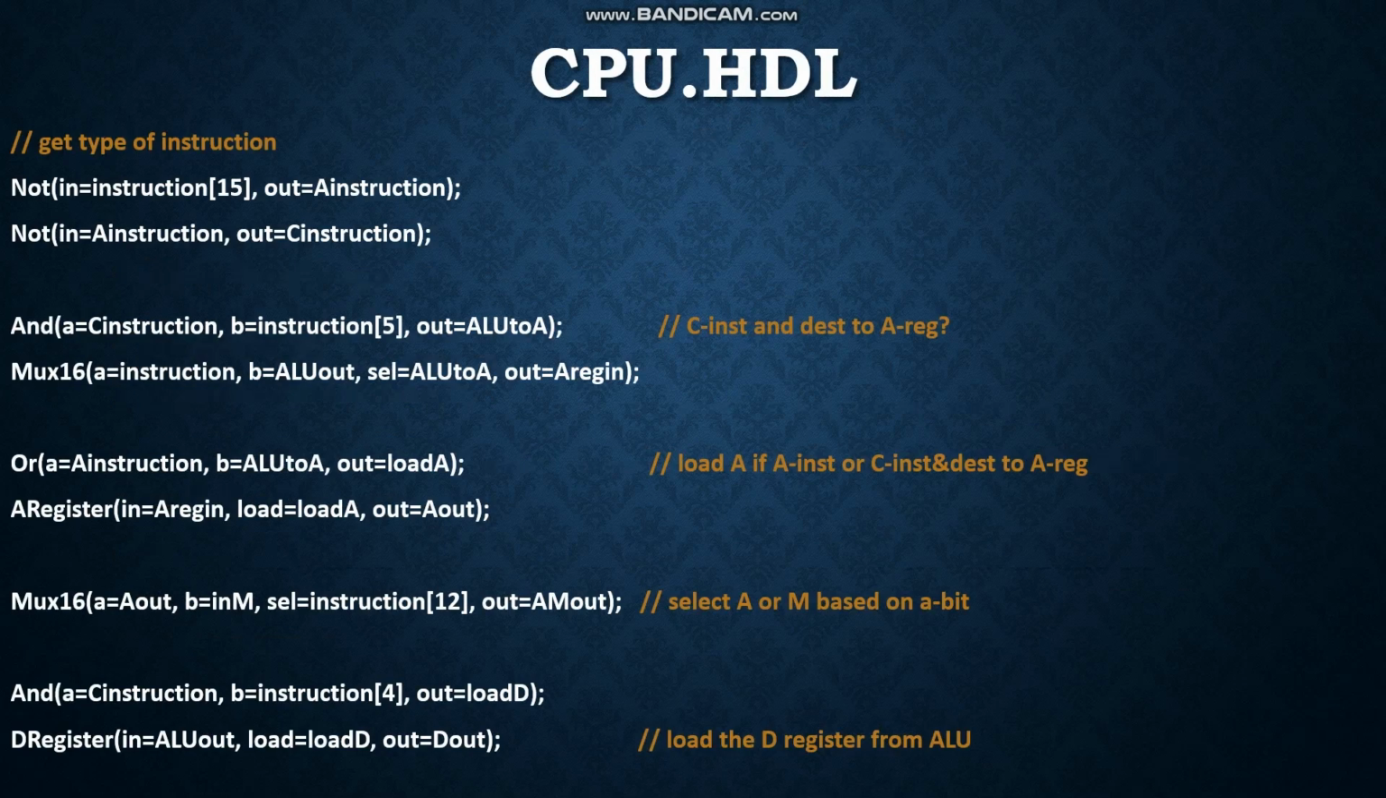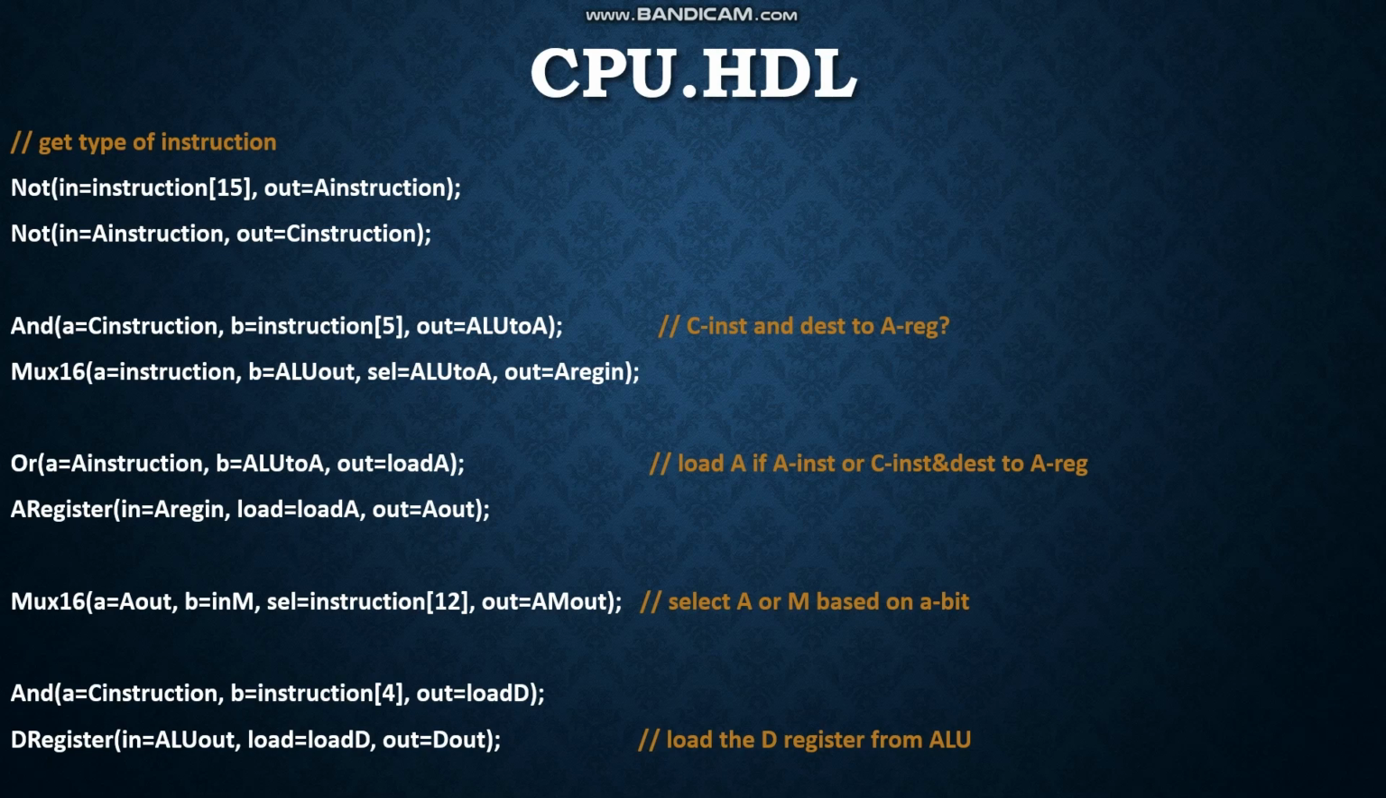let us first look at the first two lines of the code. So those two lines determine the type of instruction. If the 15th bit of the instruction is 0, it's an A instruction, and if it's 1, it's a C instruction. So the first line, the Not in instruction 15 and out Ainstruction, it inverts the most significant bit of the instruction input and stores the result in Ainstruction.